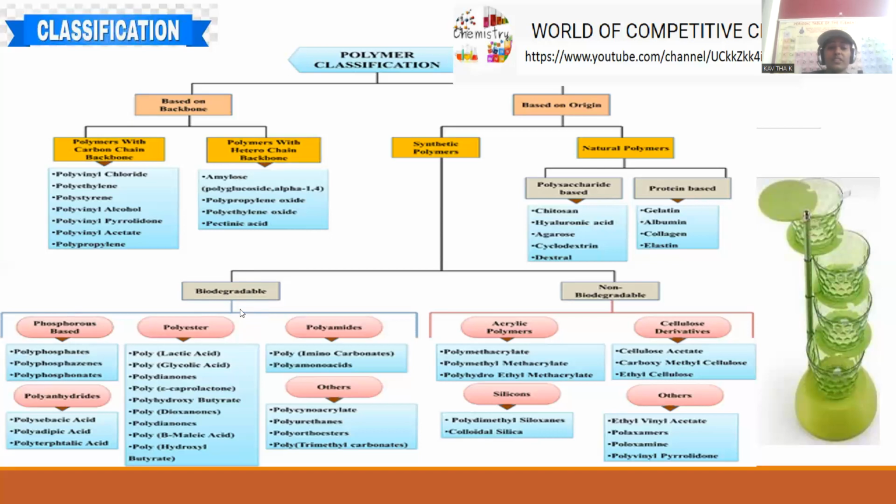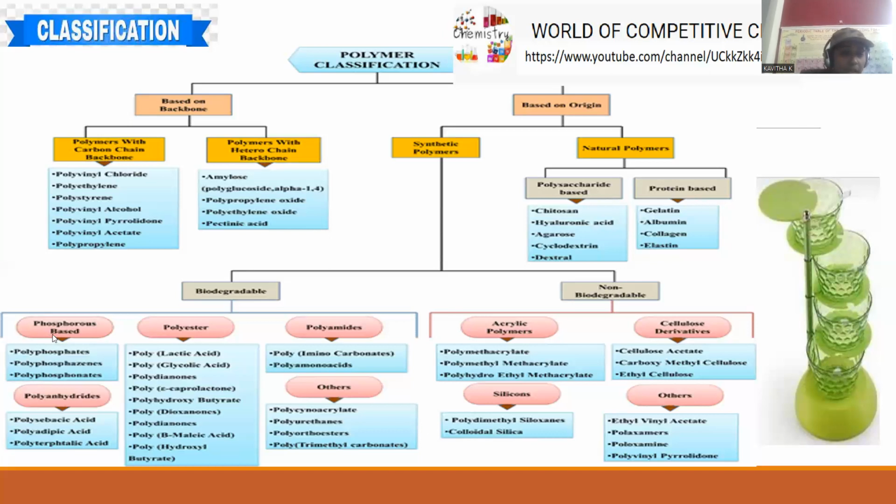Now let us go with the further classification of biodegradable polymers: phosphorine-based, polyanhydrides, polyesters, polyamides, and others. When polar functional groups like amide, ester, and anhydride are present, what happens? They get decomposed easily by the action of enzymes secreted by the microorganisms.